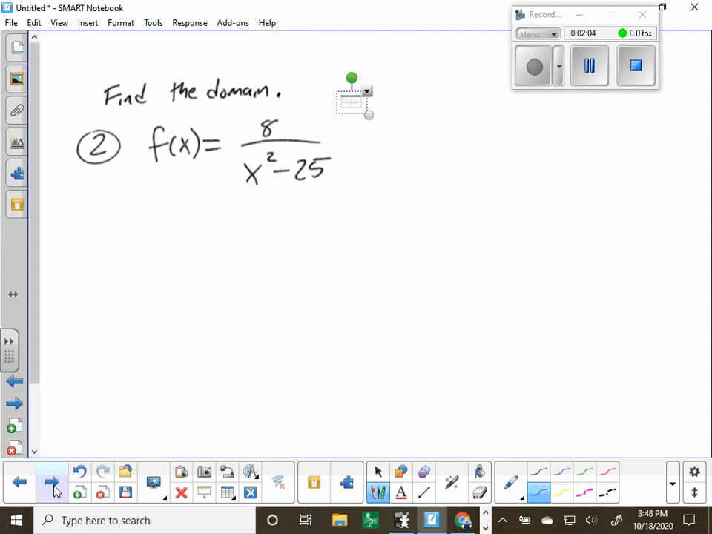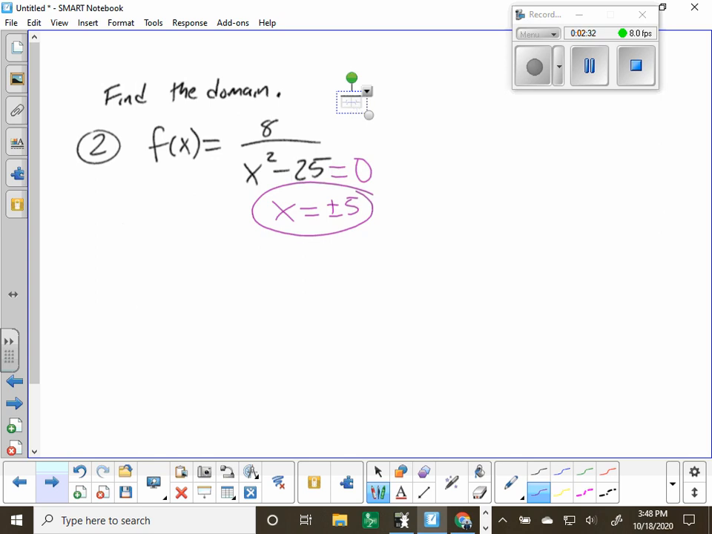Question number 2 is a domain question. This time we want to know what works and what doesn't work, the domain of the function. This time we're interested in division by 0. I'm not allowed to divide by 0. So what I do is I set the bottom of the fraction equal to 0, and quickly I can see that x equals plus or minus 5. That's when, if I put those in, the denominator is equal to 0 when it's plus or minus 5.